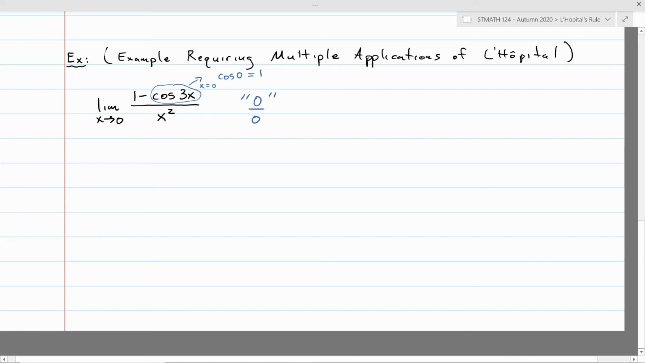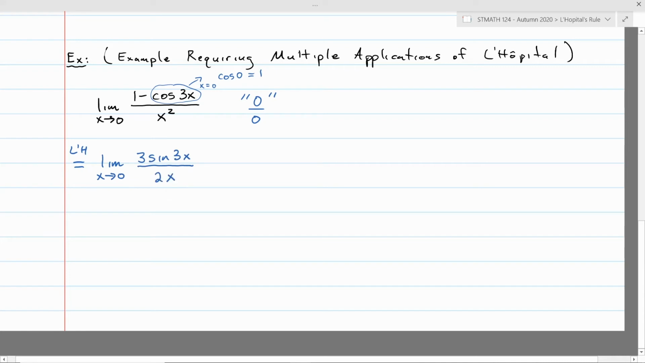So this is a 0 over 0 indeterminate form. Very important that you check that it's a 0 over 0 form before you apply L'Hopital's rule, because if you apply it to something that's not a 0 over 0 form, you may get the wrong answer. So now applying L'Hopital's rule, which I'm indicating with the little L apostrophe H above my equal sign, this would be the limit as x goes to 0. Our derivative in the numerator, well, the derivative of 1 is 0, and then the derivative of negative cosine of 3x is going to end up being positive 3 sine of 3x, using the chain rule. And then the derivative in the denominator is 2x.